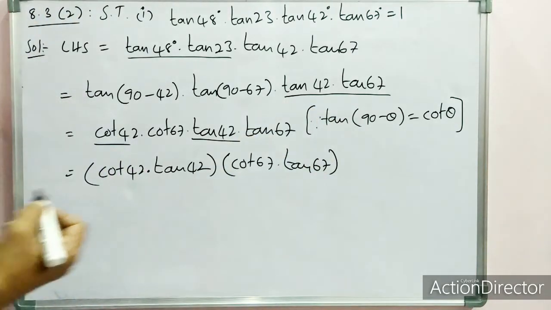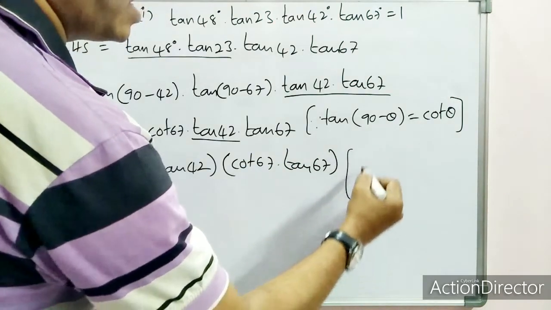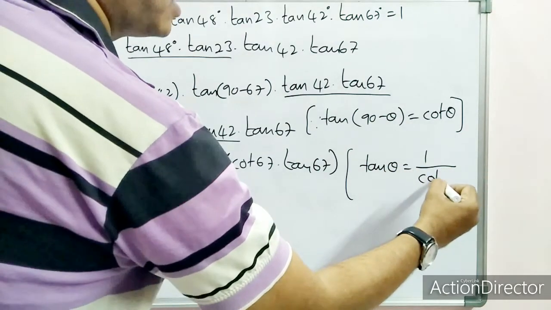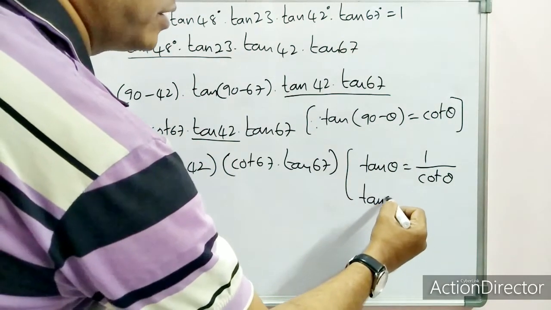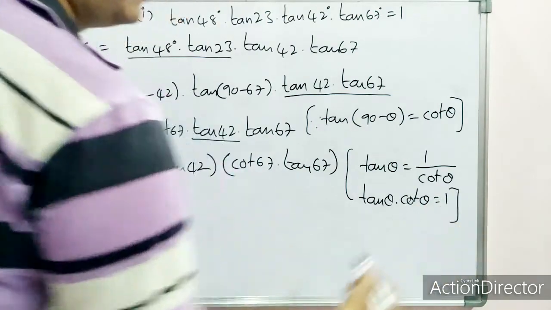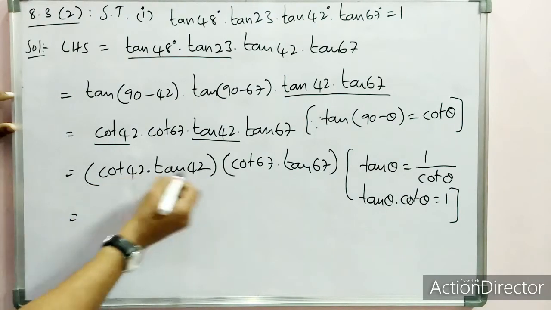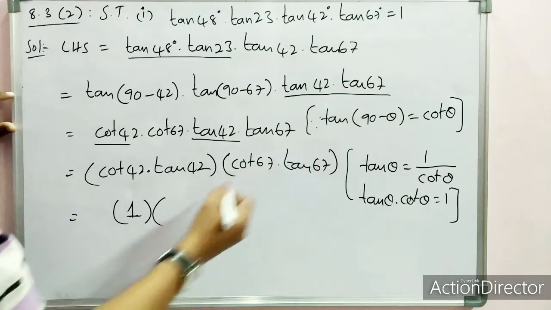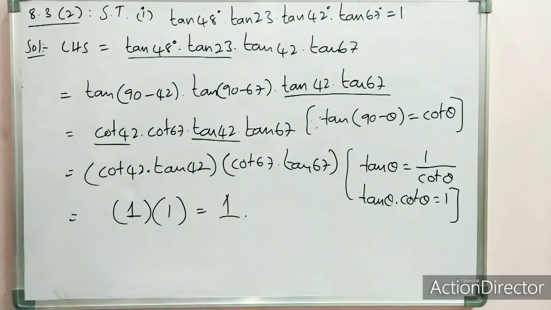As we know, the reciprocal formula is that the reciprocal of tan theta is cot theta. So tan theta is nothing but 1 by cot theta. Previously we discussed tan theta into cot theta will become 1. You see, the product of tan and cot gives you 1. So here, cot and tan of the same angle will be 1, into cot and tan again 1. So the answer will become 1.